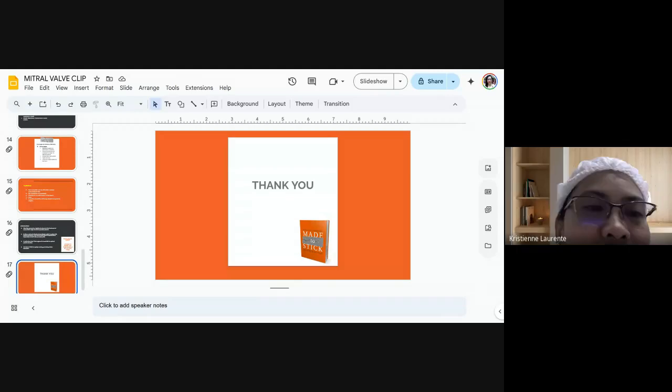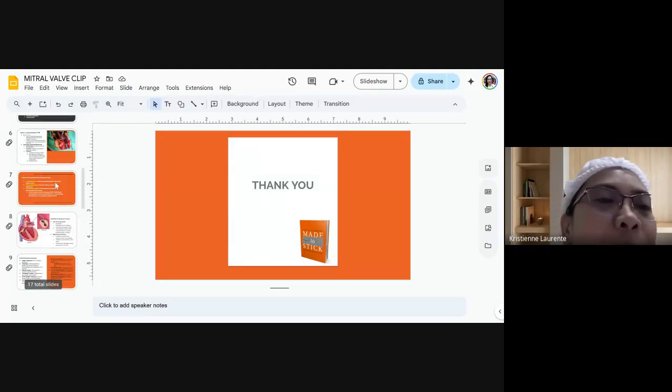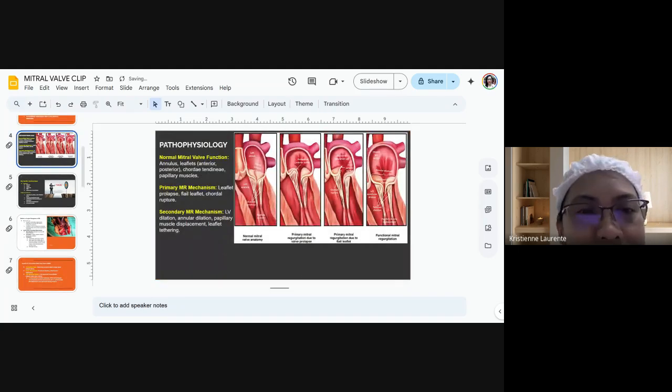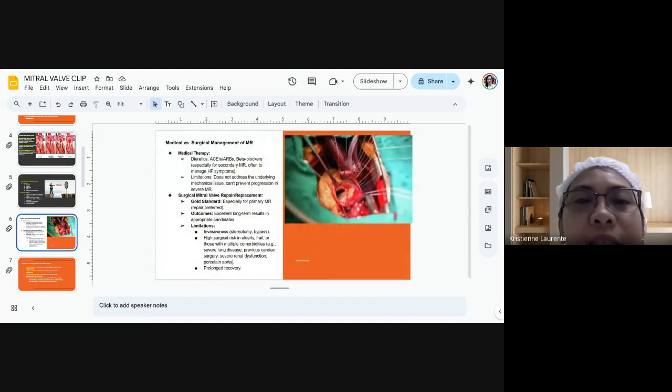Okay. So as seen here, as we discussed earlier, primary and secondary, right? For primary, as you said, there is leaflet prolapse. It's the anatomy itself, the anatomy of the valve. While for secondary, it can be related to the ventricles.